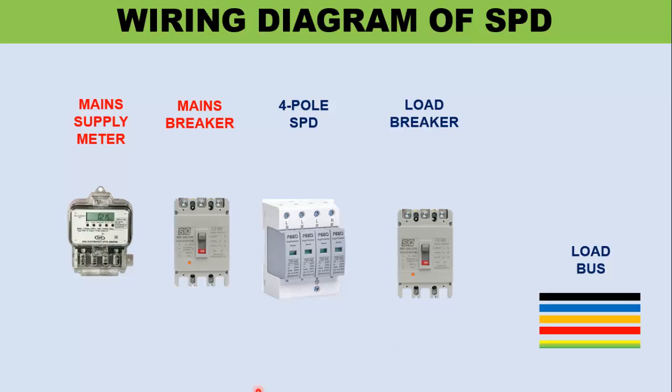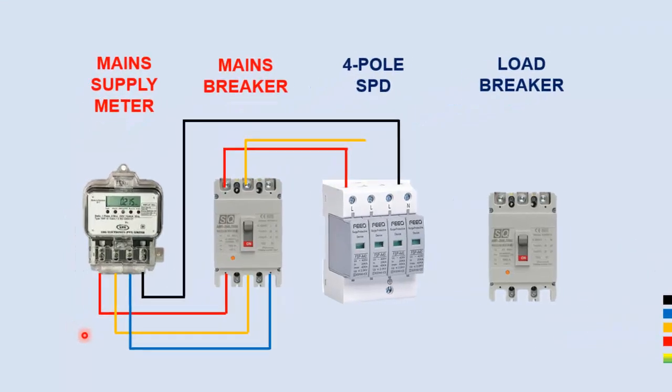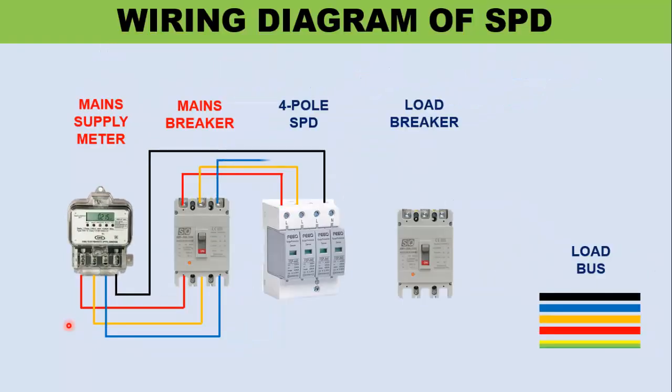Let's see the wiring diagram of SPD. I am showing three-phase system. The single phase is exactly the same with only phase and neutral. From three-phase meter, connect all phases with one side of main breaker. Now connect the output of main breaker in neutral with SPD. After that, connect the earth terminal of SPD with ground.